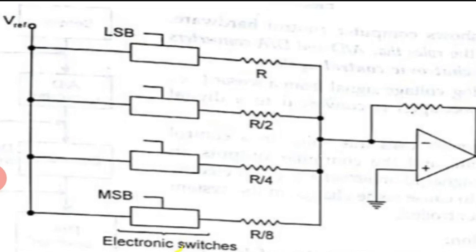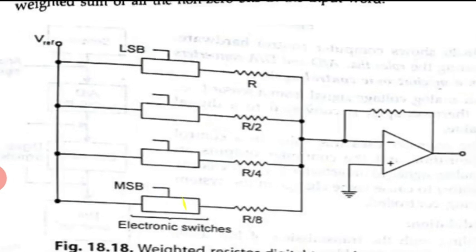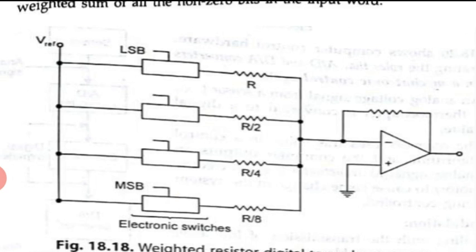If you look here, R by 8, R by 4, R by 2. Different values of resistance are used. V reference is applied here. Depending upon the digital input from MSB to LSB, where LSB is the least significant bit and MSB is the most significant bit, V reference is turned on. For example, with MSB 1000, the MSB is turned on, and whatever voltage is there goes to the comparator.